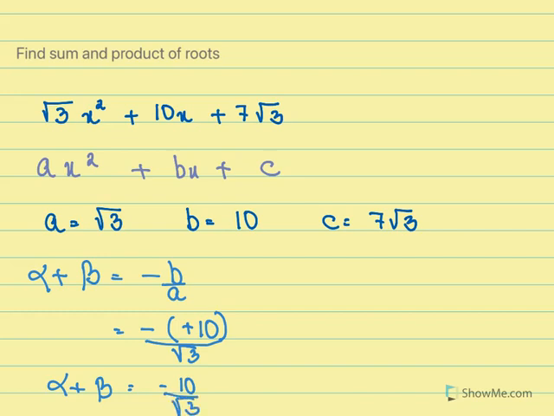And when we want to find the product of roots, alpha beta is c by a. c is 7 root 3 and a is root 3. So we have 7 root 3 over root 3. So alpha beta equals 7. That's product of roots.